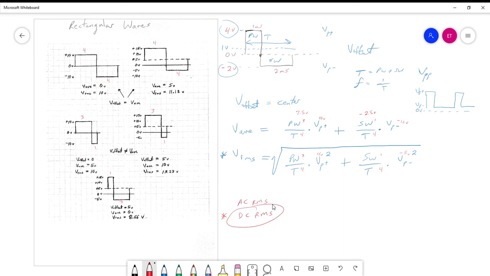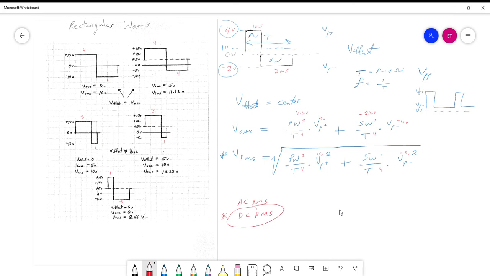AC RMS, like I said, is probably just the RMS of the AC part of the waveform, and it ignores what would be called the DC part of the waveform, also known as the offset. We'll get into that, but they'll sometimes call it the DC offset. If you add DC to an AC waveform, that's how you put offset into a waveform.